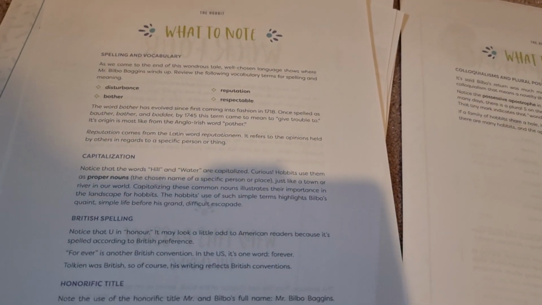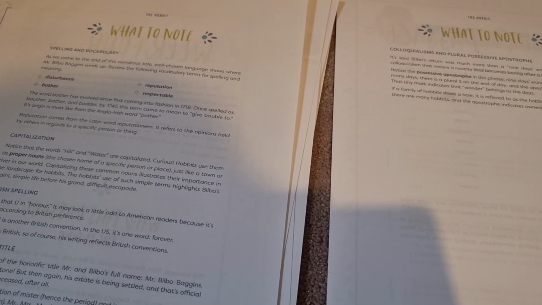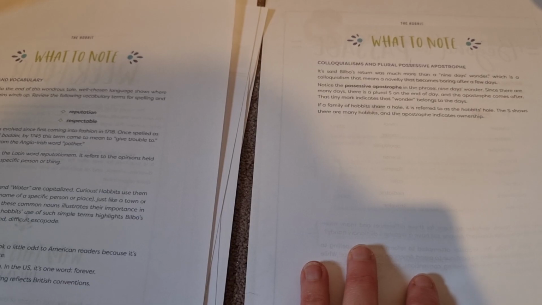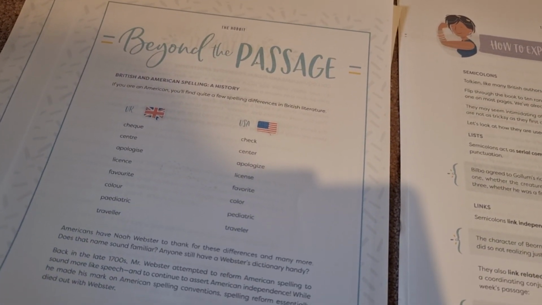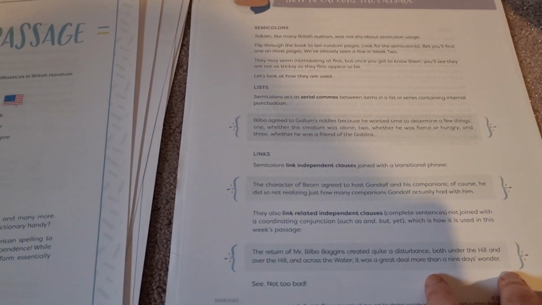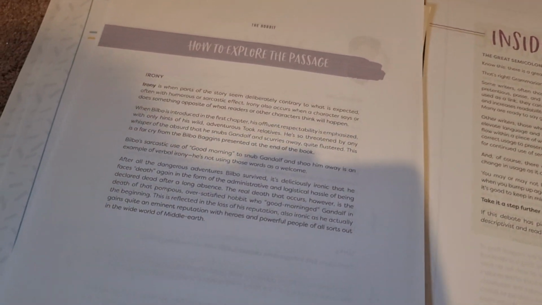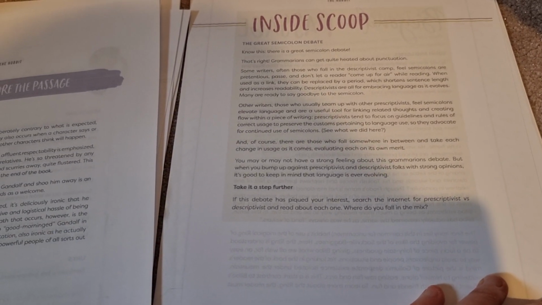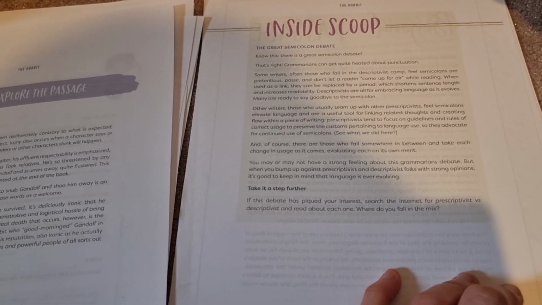We have got our same spelling and vocabulary. We're talking about title, colloquialisms and plural possessive apostrophes. British and American spelling, that's interesting. Okay, semicolons, linking related independent clauses, so grammar stuff, irony. We've got our inside scoop, but I do appreciate those. So they're talking about debates in grammar, which is always interesting.